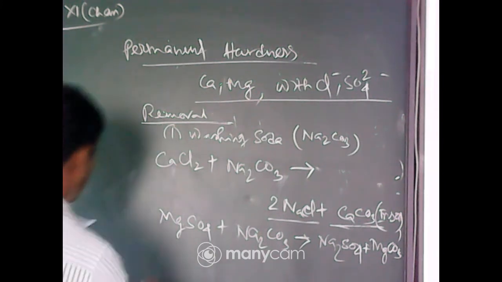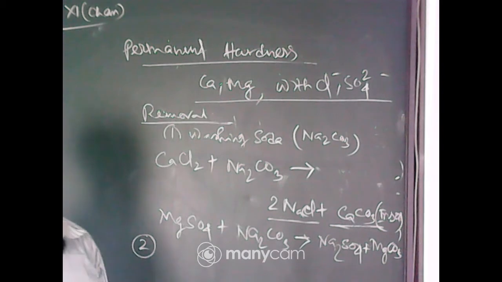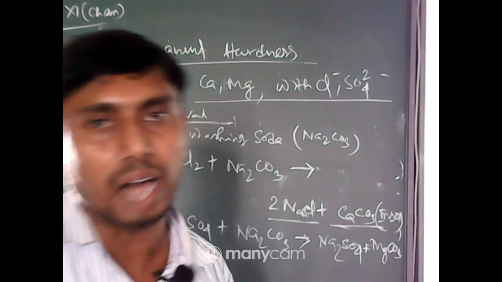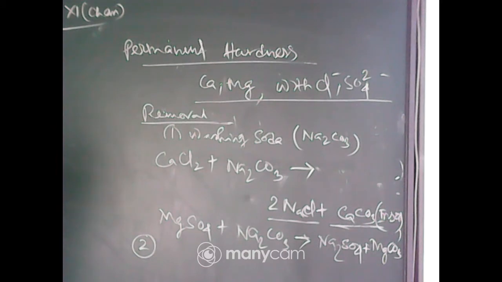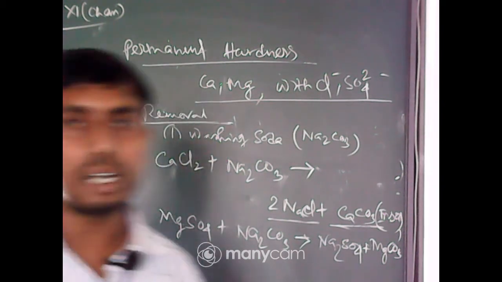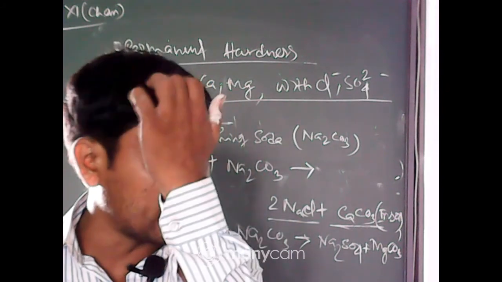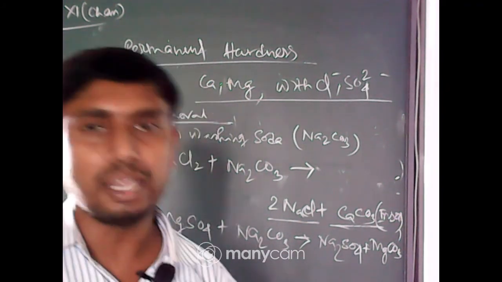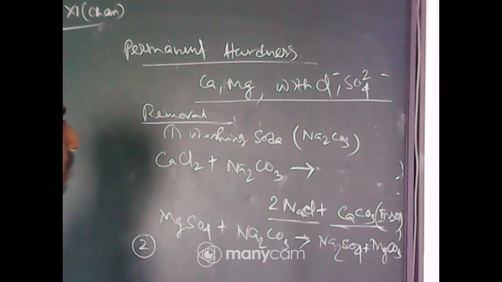Next one, coming to the ion exchange method. From the term ion exchange, the ion which is present in the water sample, which is responsible for the hardness of the water, will be exchanged. Now, we should exchange it with cations which are not harmful to us. So, in that place we have to take sodium or potassium etc., which is not harmful to human beings.